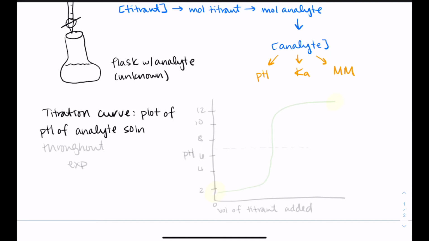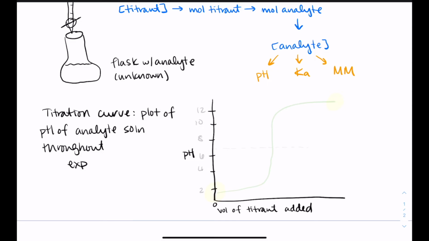A titration curve is a plot of pH, and the pH specifically is in the analyte flask. So we're measuring the pH in the analyte flask, and then the x-axis is the volume of titrant added. So this is throughout the titration, and it starts at 0 because at the very beginning, it's just the analyte, so you have not added any titrant. Okay, so volume of titrant added as we go across.